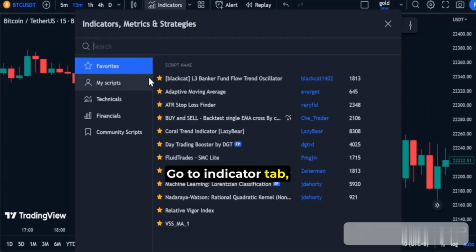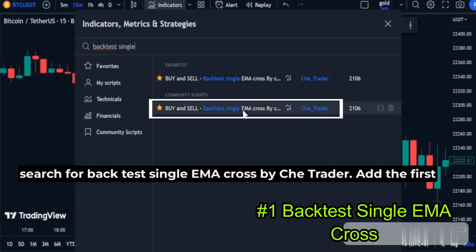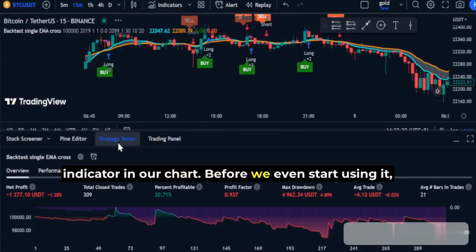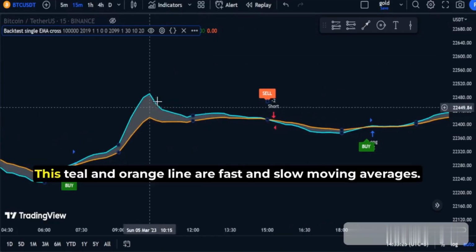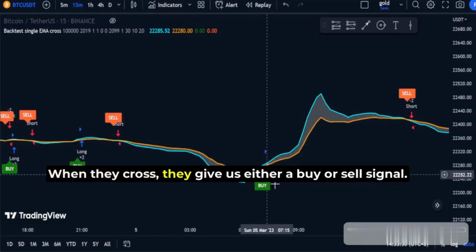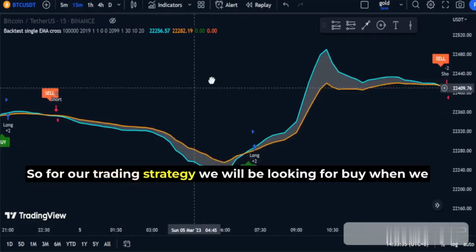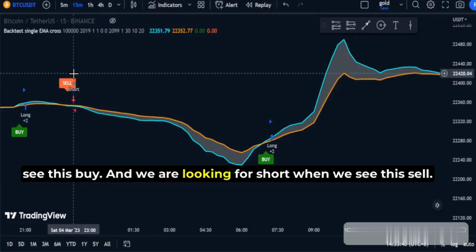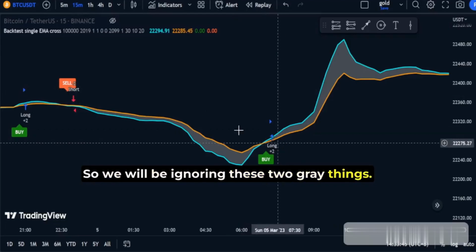Go to Indicator tab, search for Backtest Single EMA Cross by Trader. Add the first indicator in our chart. Before we even start using it, let me help you to understand the indicator. This teal and orange line are the fast and slow moving average. When they cross, they give us either a buy or sell signal. So for our trading strategy, we will be looking for a buy when we see this buy, and we'll be looking for a short when we see this sell. So we'll be ignoring these two gray things.